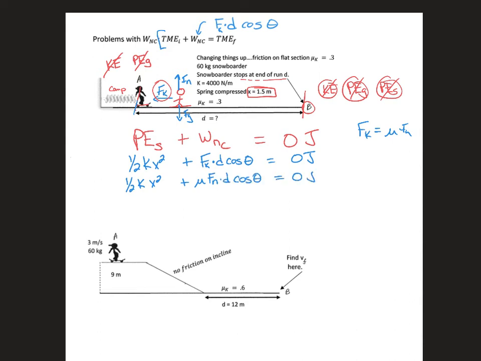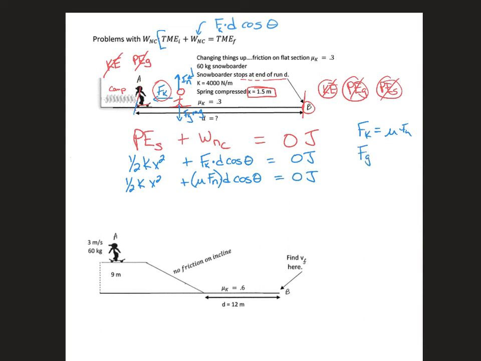Cosine theta equals 0. So now we've broken it down even further. We've replaced the kinetic friction force with mu normal. Okay, well, let's see if you have your memory on. So how do we find the normal force of that slider? Well, it's equal and opposite to the force of gravity, or mg.